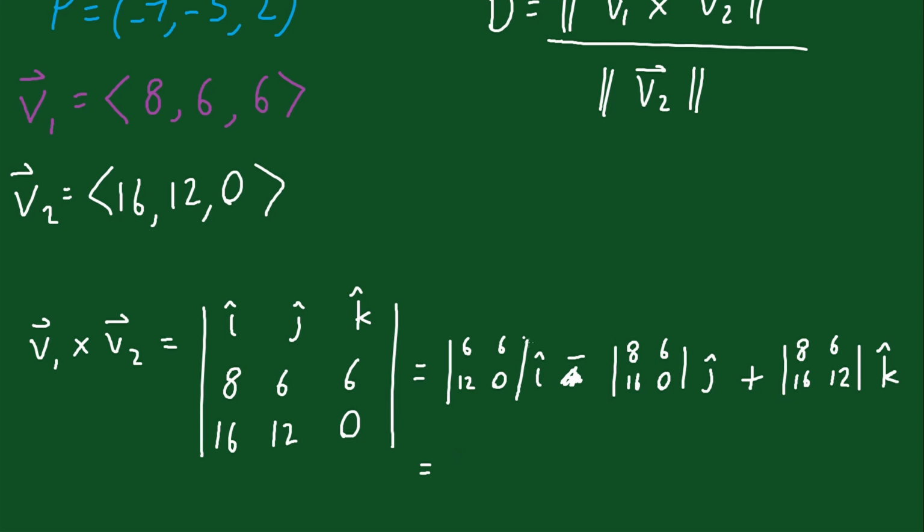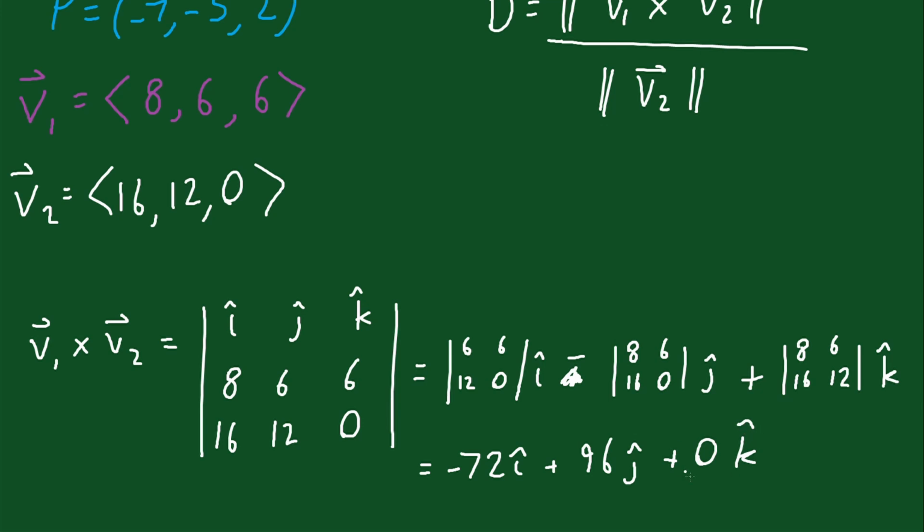Let's do the calculations. For this first one, we have 6 times 0 is 0, minus 6 times 12. What's 6 times 12? 72. And it's negative because we're subtracting that. So negative 72i, okay? Over here, we have 8 times 0 is 0. 6 times 16, which is 96, so 0 minus 96. But then it's minus over here as well, so it actually becomes positive 96j. And then over here, we have 8 times 12, which is 96, minus 6 times 16, which is also 96. 96 minus 96 is 0, so we have plus 0k.